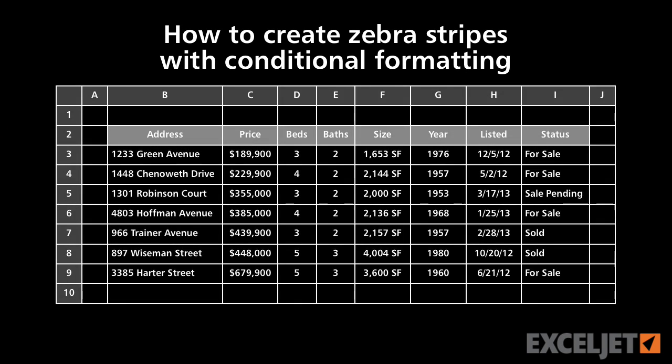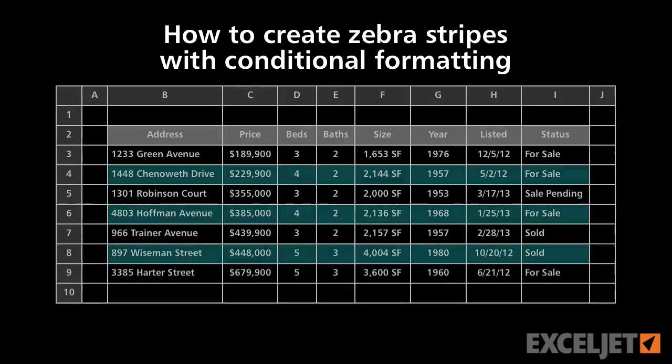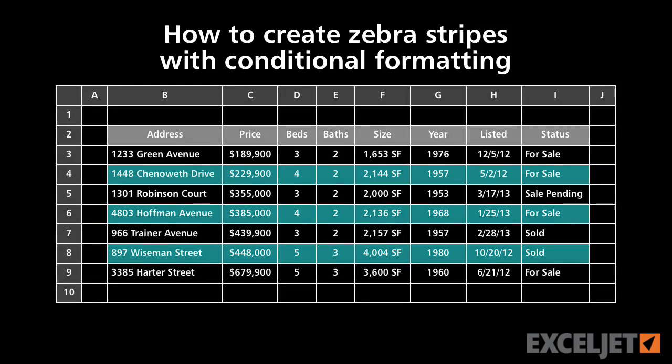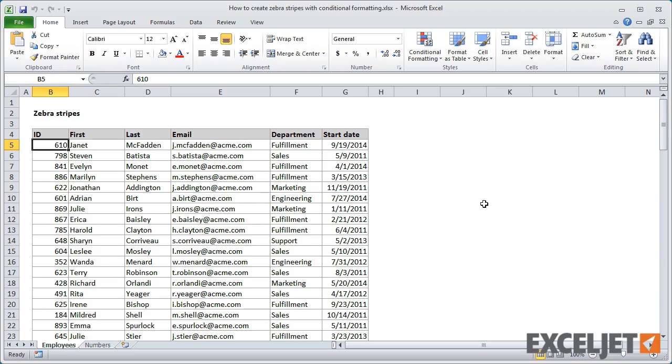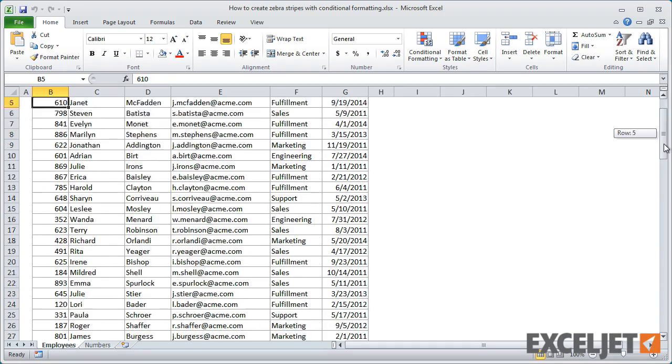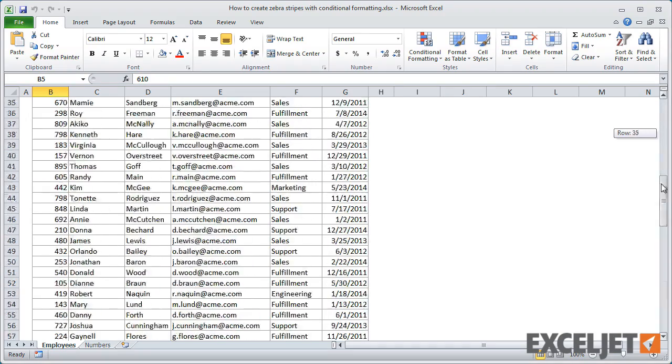In this video, we'll look at how to use conditional formatting to shade every other row in a table. This is sometimes called zebra striping. In this spreadsheet, we have a table of employees with a minimal amount of formatting.